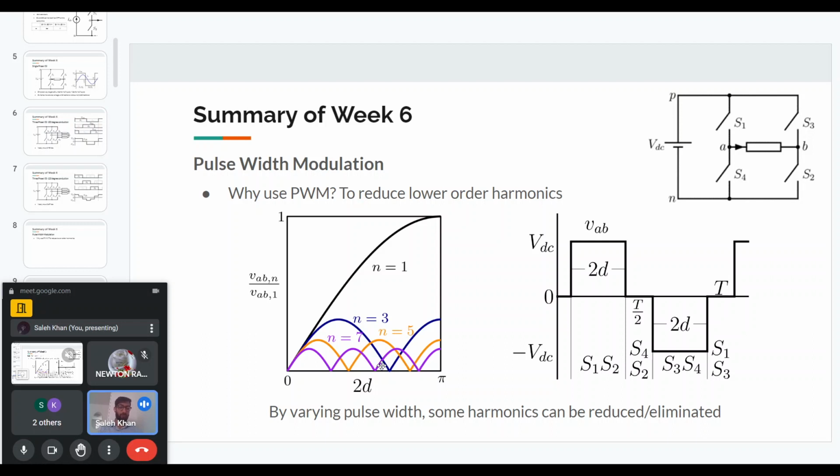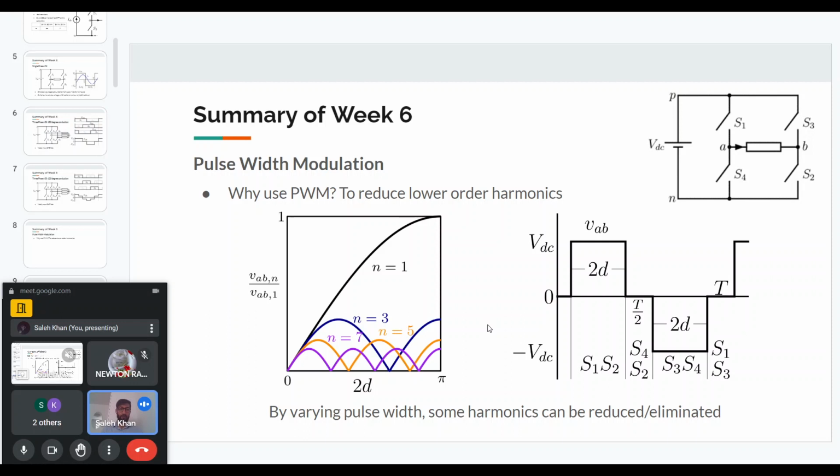So the point here is, by varying the pulse width, we can eliminate some harmonics. And this was just with one pulse. If we have multiple pulses, then we can eliminate or reduce multiple harmonics. And in general, by having a very high switching frequency or very high number of pulses, our harmonics will be more and more reduced. The lower order harmonics will be reduced, but the higher order harmonics may be introduced.